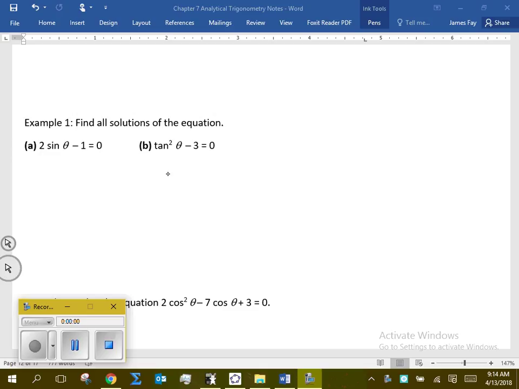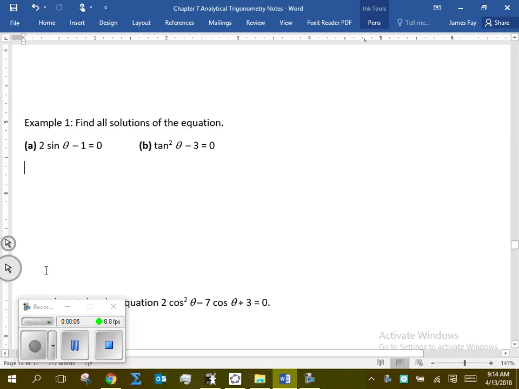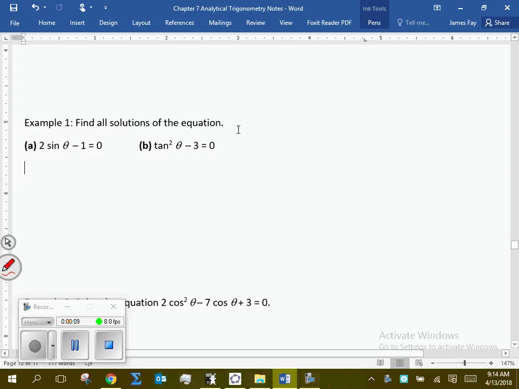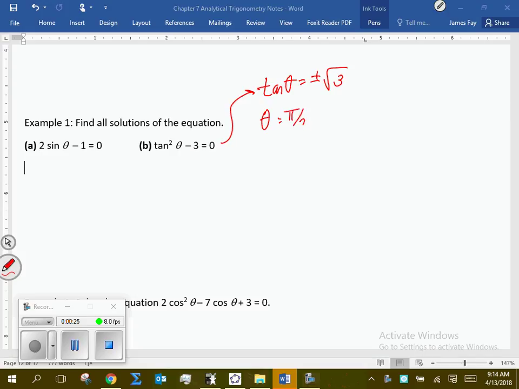The solutions for this, real quick. And you probably already have this written down. Eventually we get down to the fact that tangent theta should equal plus or minus root 3, okay? And then from the unit circle, we were able to decipher that theta should be at pi over 3.